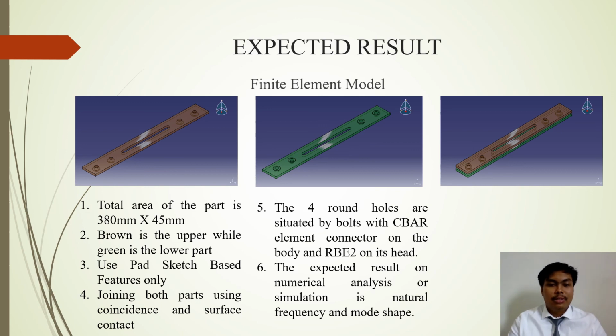Expected result. This is the finite element model using CATIA. The total area for one part is 380 mm times 45 mm, where the brown is the upper part, the green is the lower part, and the combination of two parts is shown on the rightmost figure. It will only use pad sketch features only. The joining of both parts using coincidence and surface contact. There are four round holes shown in the picture where it is situated by bolts with C-bar on its body and RBE2 on its head. The expected result on numerical analysis or simulation is natural frequency and mode shape.